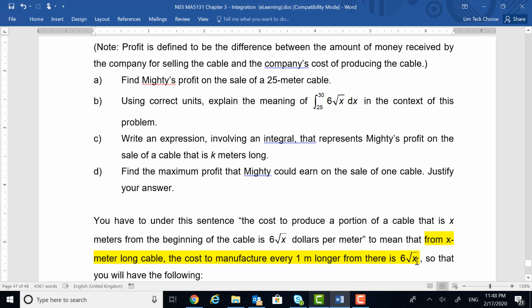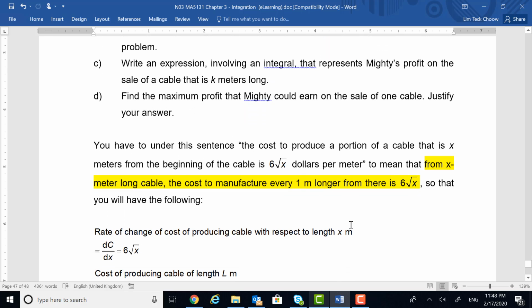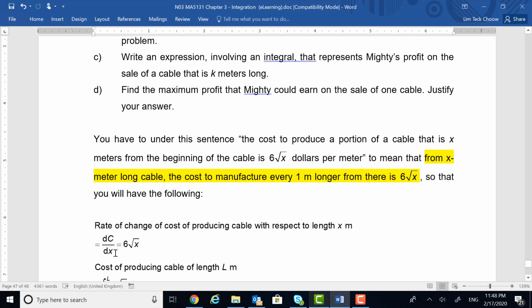So from this, what we can see is, if you already have a cable that's very long, that means this X is very big. To make 1 meter longer than that, it's quite expensive. What's important to note is that this sentence means the rate of change of the cost in producing a cable is 6 root X. As I told you, cost of production is not uniform. It depends on the length of cable you already have, and to produce longer than that, it gets more and more expensive.